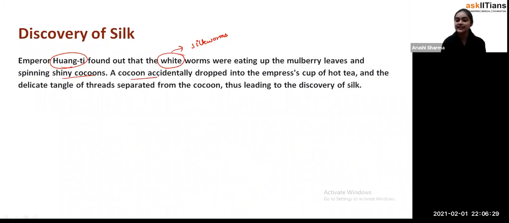And then a cocoon accidentally dropped into the empress's cup of hot tea and the delicate tangle of thread separated from the cocoon. That's how the cocoon was separated out, and that led to the discovery of silk. After some time, the information was passed on to every part of the world, and that's how today we are using silk. Silk is one of the favorite fabrics of people, and even women used to wear silk sarees because they are shiny in nature and very soft, and they are costly as well. Okay, so that's the discovery of the silk.